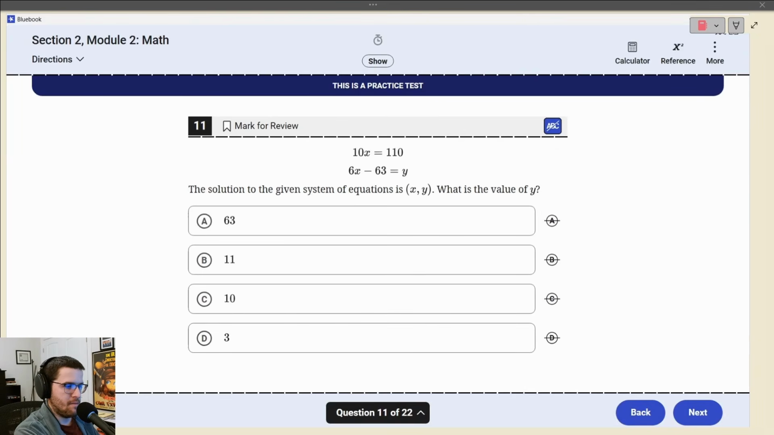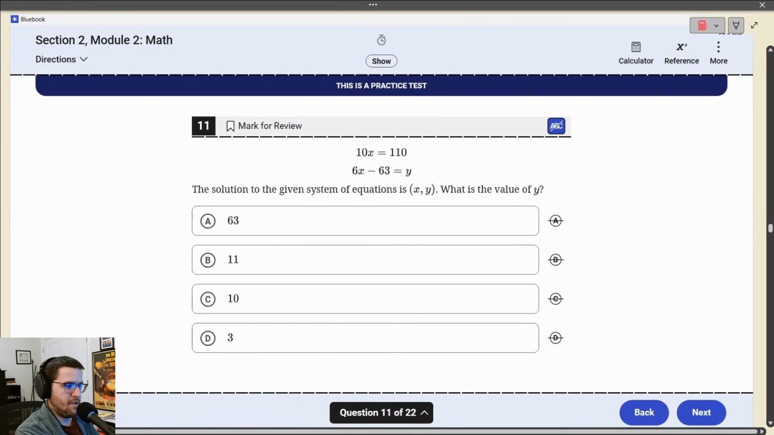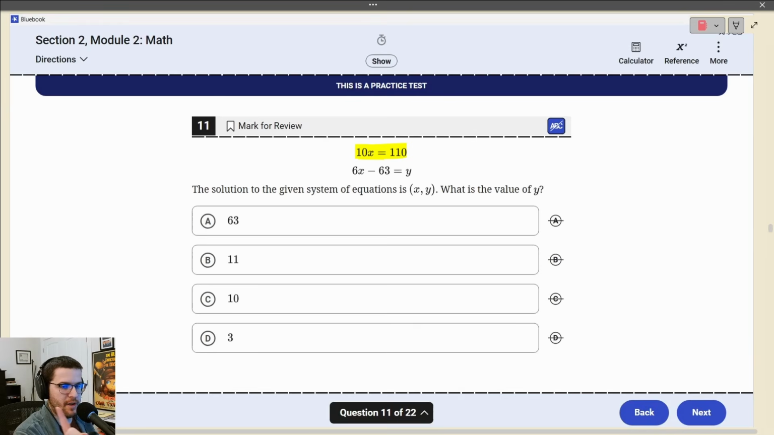Okay, question 11. So I'm definitely going to focus on the equation with one variable in it first, which is the first one. So what we'll do is we'll divide both sides by 10, and we get x is equal to 11. Oh, and that's great. Now that we have one of the values, we can substitute that into the other equation.